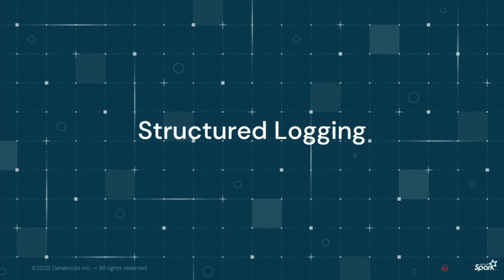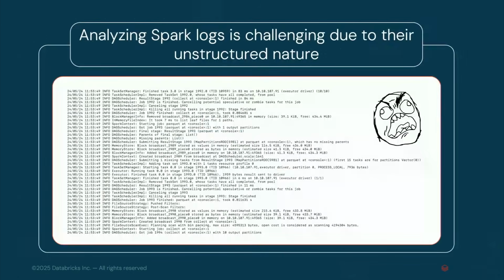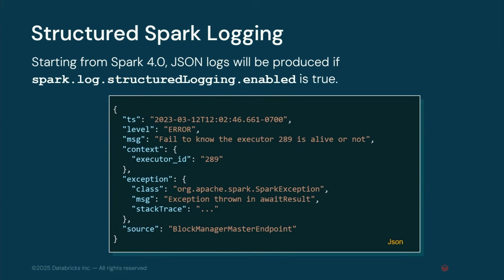The next feature I want to talk about is structured logging. If you have dealt with logs in Spark before, you know that it's very painful because it's just text logs in log4j, right? So they are unstructured, and it's very hard to find meaningful data from the text logs. Starting with Spark 4.0, logs can be in JSON format. This feature makes it easier to consume the logs and find the information you want.